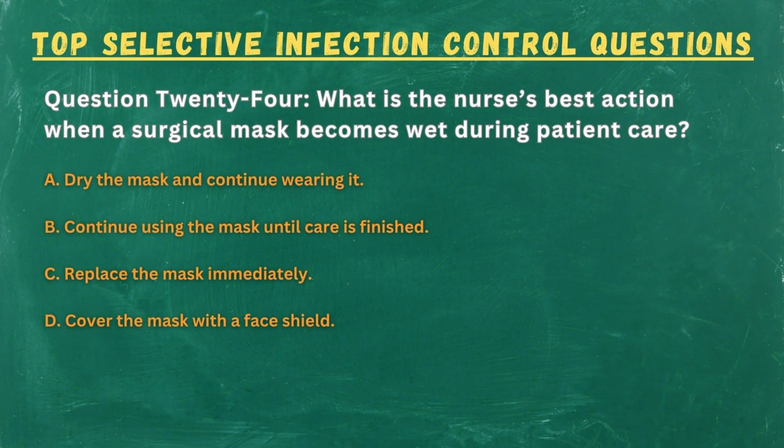Question 24. What is the nurse's best action when a surgical mask becomes wet during patient care? A. Dry the mask and continue wearing it. B. Continue using the mask until care is finished. C. Replace the mask immediately. D. Cover the mask with a face shield. Answer: C. Replace the mask immediately.